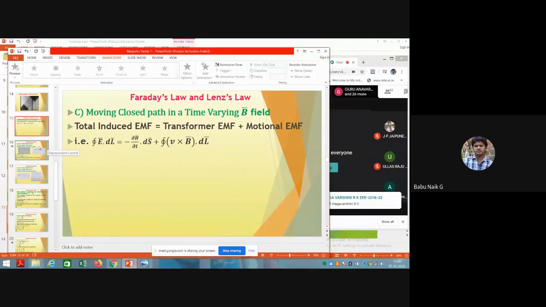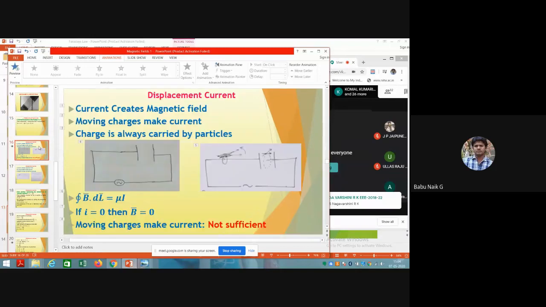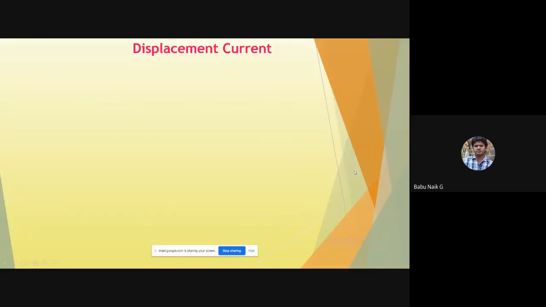Before going to the wave equation, there is one more concept, the displacement current. This is a major concept in electromagnetic field theory. We generally see it in electrical circuits, op amps, and wherever there are circuits; the displacement current exists. So how does the displacement current start?